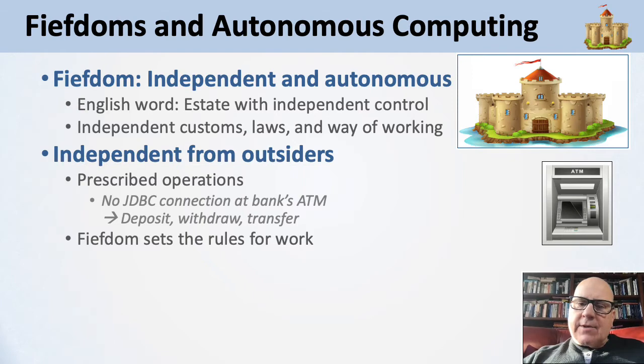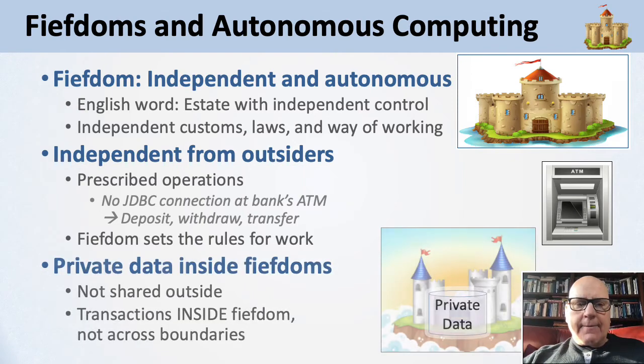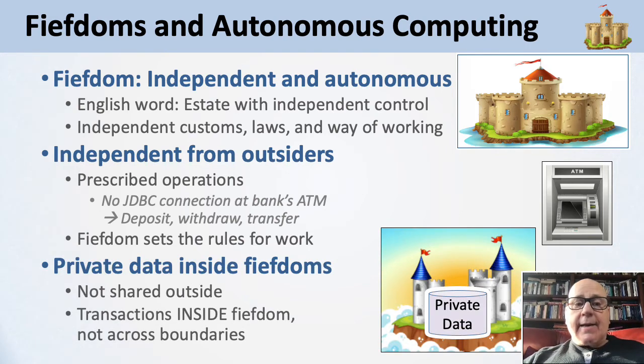So a fiefdom sets the rules for work, and that's pretty much how it's going to be. Now, there is private data inside the fiefdom. It's not shared with the outside. My bank doesn't even tell me much about the information about me, much less about others. And you can do transactions inside the fiefdom. That's common. That's how things work. But you never do transactions across the boundaries because across the boundaries, it's outsiders, and that's not autonomous.